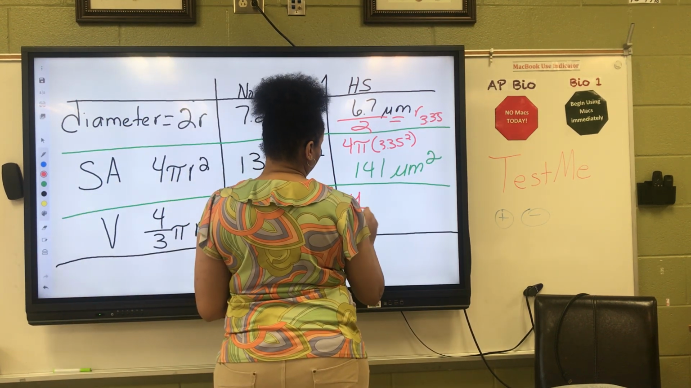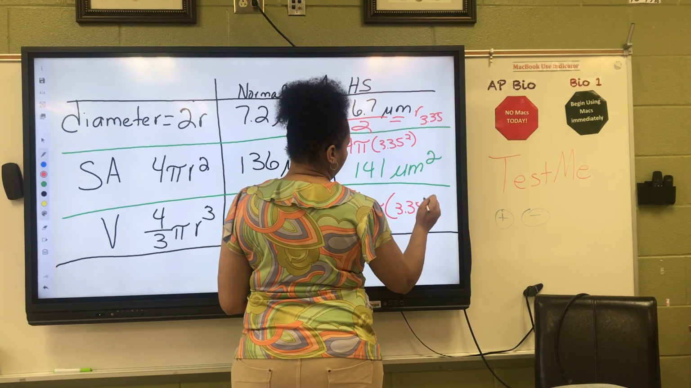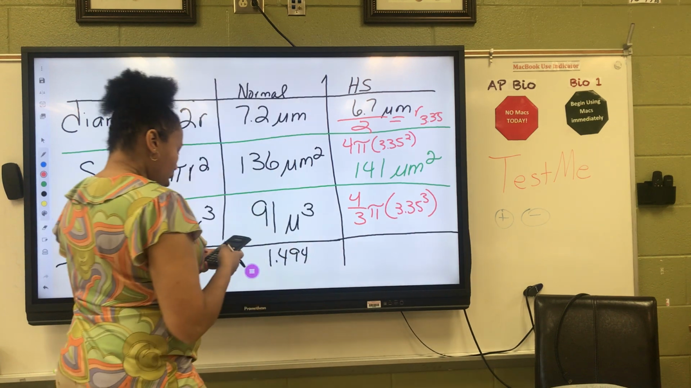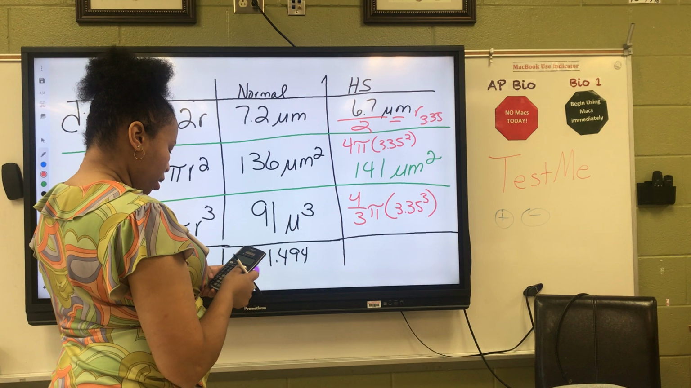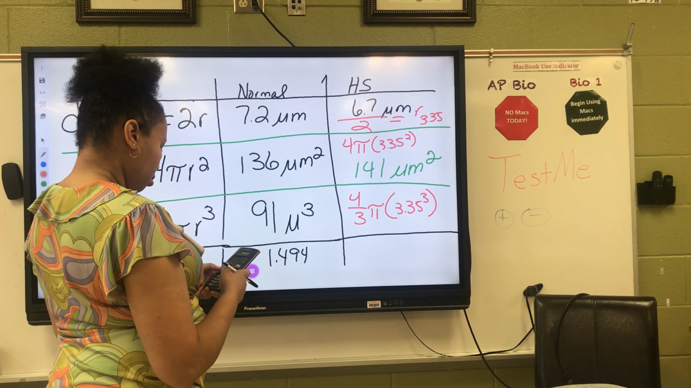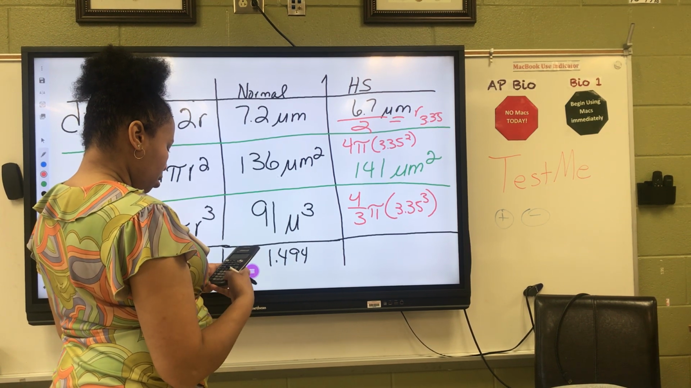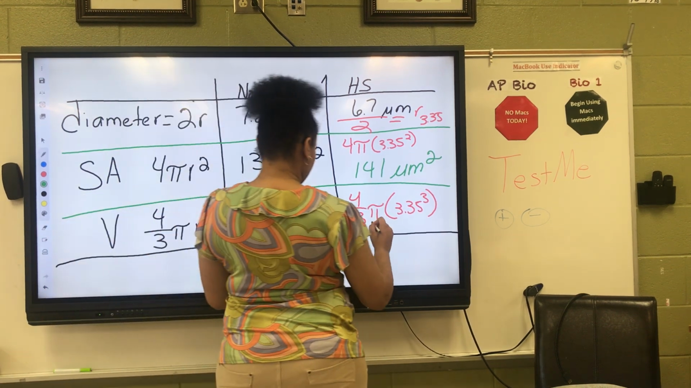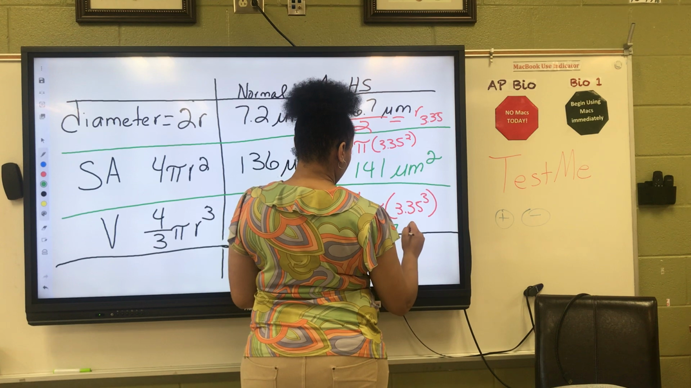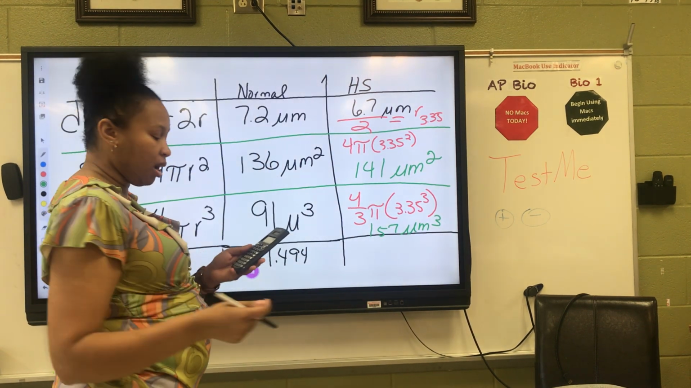And then we'll do the same thing for volume. I'm going to do 4/3 pi 3.35 cubed. And so, let's see, 4/3 pi 3.35 cubed. That gives me 157 micrometers cubed.